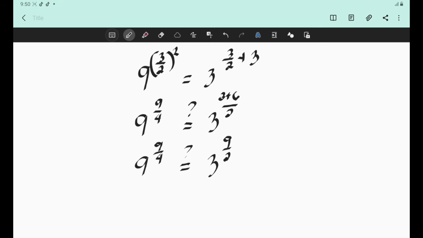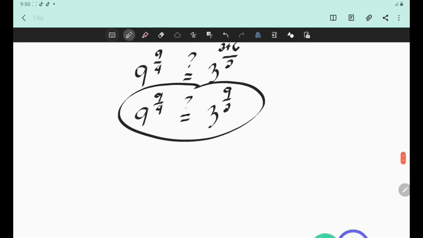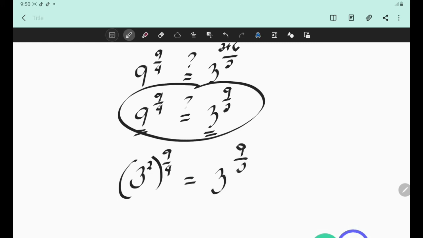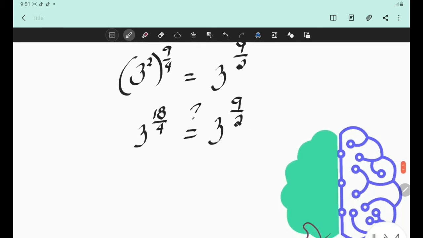So, i-simplify natin itong expression na to. I-simplify natin para mapatunayan natin kung talaga ba sila ay equal. So, again, we have 9. So, gawin natin, pagparehasin muna natin yung base natin. We have 3 squared raised to 9 all over 4. We have 3 raised to 9 all over 2. So, we have 3 raised to, it will become 18 all over 4. Is it equal to 3 raised to 9 all over 2? Then, we may now simplify 18 over 4.